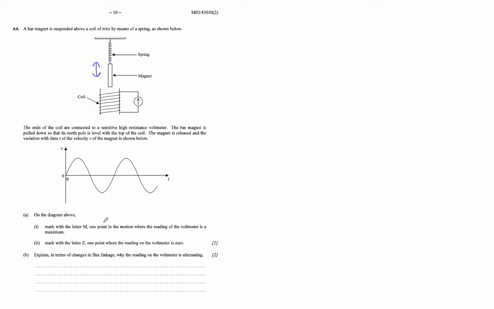Mark a letter M, one point in the motion where the reading is a maximum. Well, remember that the EMF is going to be minus N, that's the number of windings here, times the change in flux over change in time. So this is going to be a maximum when the flux is changing at the maximum rate. The flux is changing because of the velocity of the magnet. So you need to put an M where the velocity is a maximum, okay?